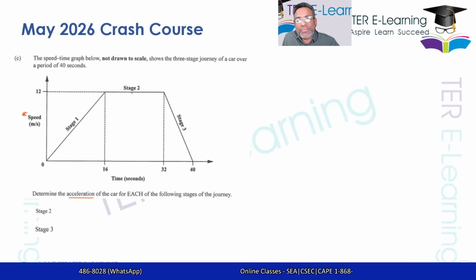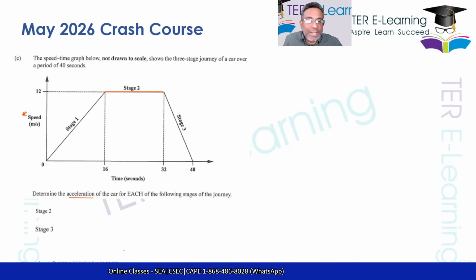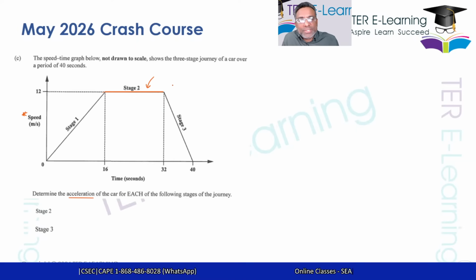So if you want to work out for stage 2, that's this stage here, that is a horizontal line. One of the key things you need to remember is that the slope of a horizontal line is 0. So if acceleration is the slope of a speed time graph, it means that the acceleration in this section is going to be 0. So for stage 2, your acceleration is going to be 0, and acceleration is given by meters per second squared. So that's the acceleration in stage 2.